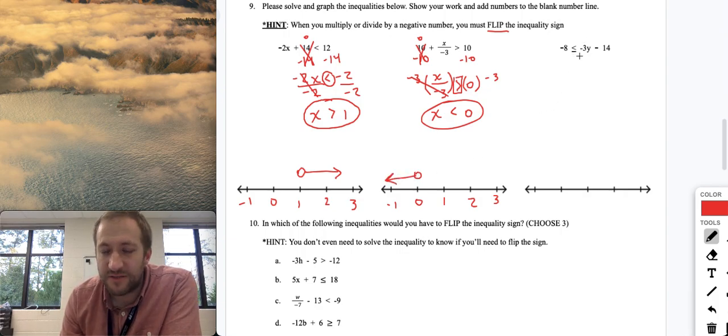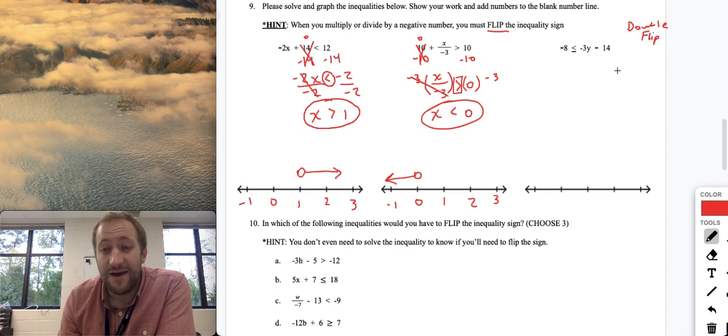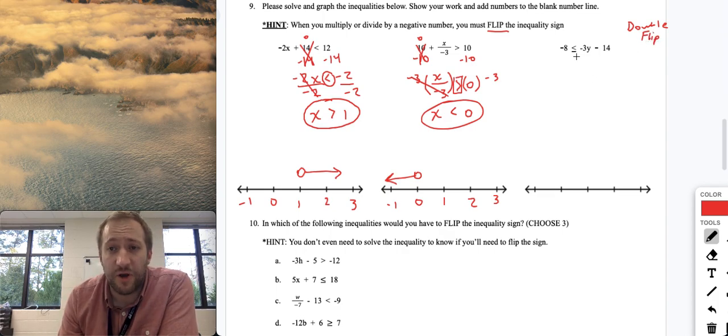Now let's look at this one. This one's kind of special, okay? This one actually might be a double flip, all right? That sounds so complicated and crazy, but we already know both methods for when we have to flip the inequality sign. The first one is when the variable is on the right side. It might just be easier if we go ahead and flip it to put it on the left side, all right? Negative 3y minus 14, exactly as it's written.